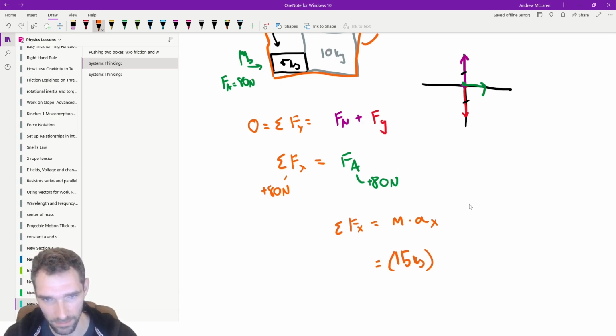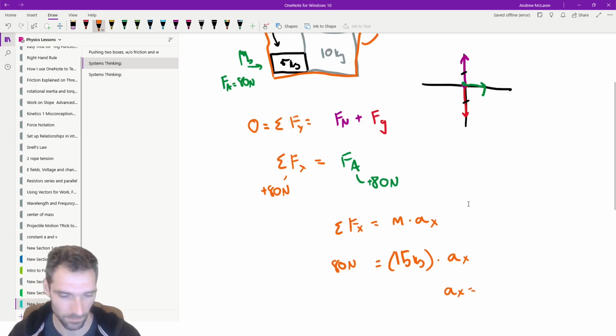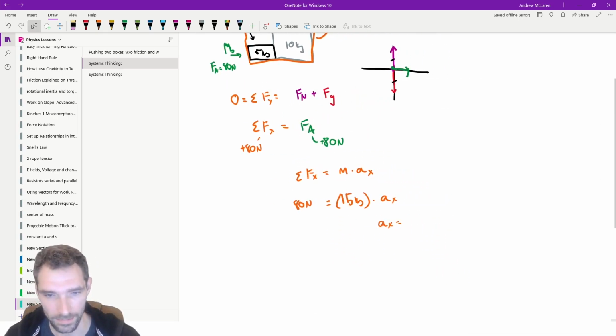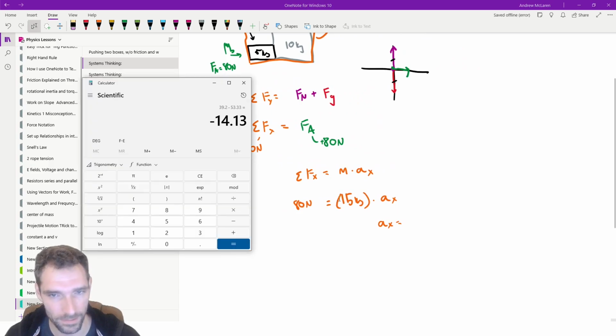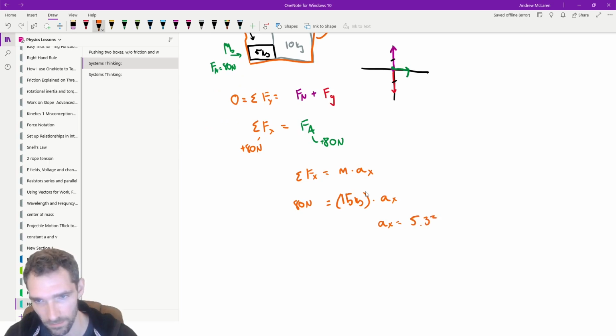And we had a sum of forces of 80 newtons, meaning this acceleration in the x direction is something that we could solve for. It's just going to be this missing number. So what would that be? 80 divided by 15. So we get about 5.33 meters per second squared. I'm going to just put a few extra sig figs on there.